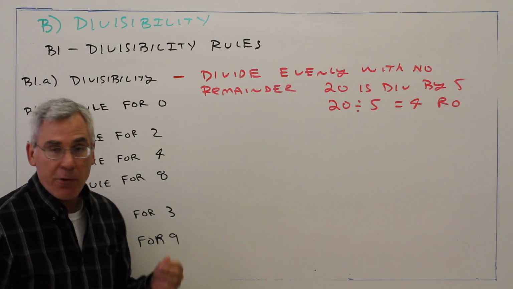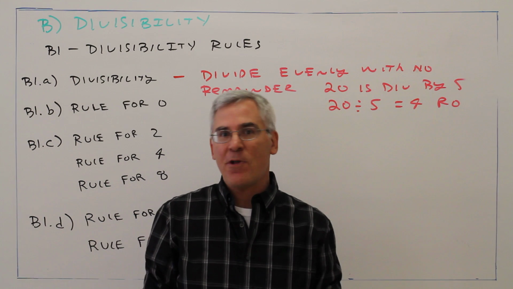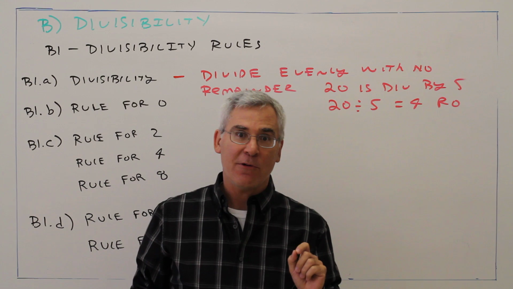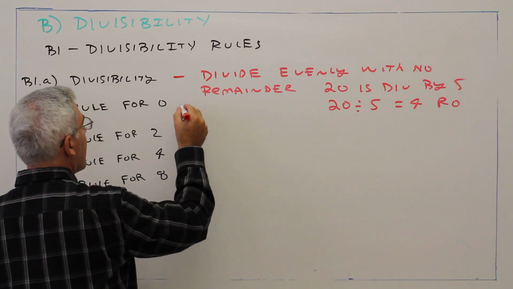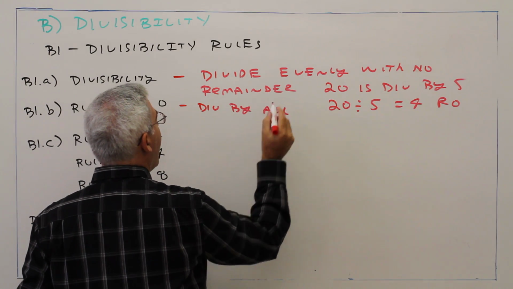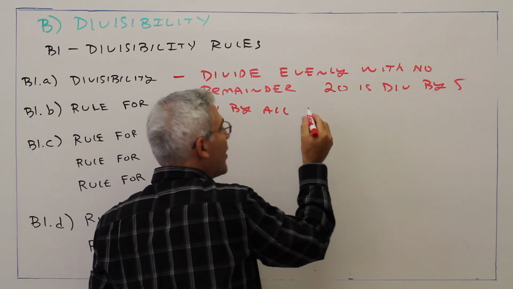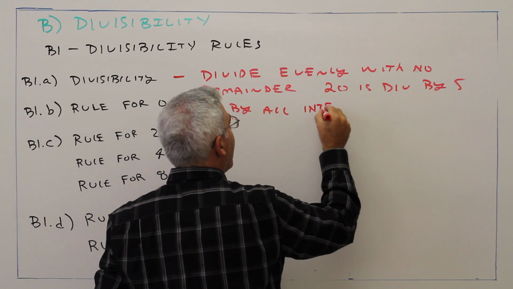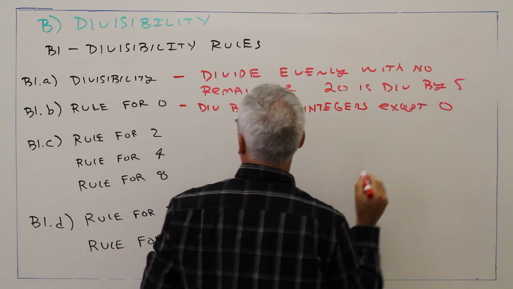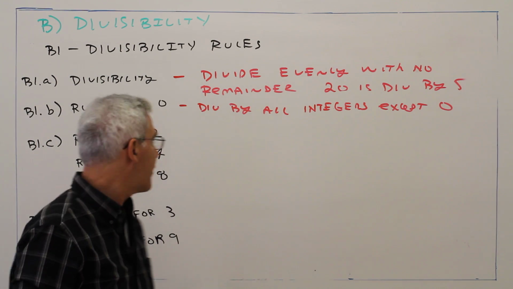All right, so the rule for 0. 0 is divisible by all, and we'll just stick with integers, all integers except 0. 0 divided by 0 is indeterminate, and you'll learn more about that in calculus.